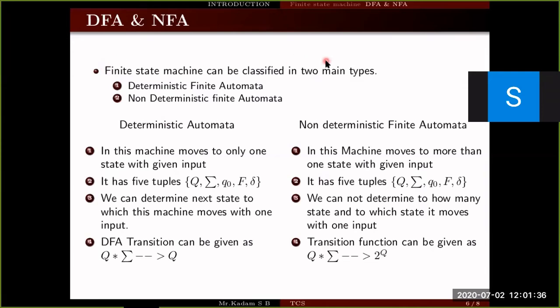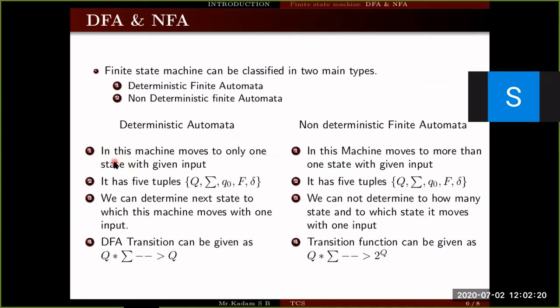This same machine, the finite state machine, can be classified into two types. The first type is the deterministic finite automata, and the second type is the non-deterministic finite automata. As the name suggests, in a deterministic finite automata we can determine something, and in a non-deterministic finite automata we cannot determine things. Okay, now in detail we'll see what we can determine and what we cannot. Firstly, we'll look at the deterministic finite automata.